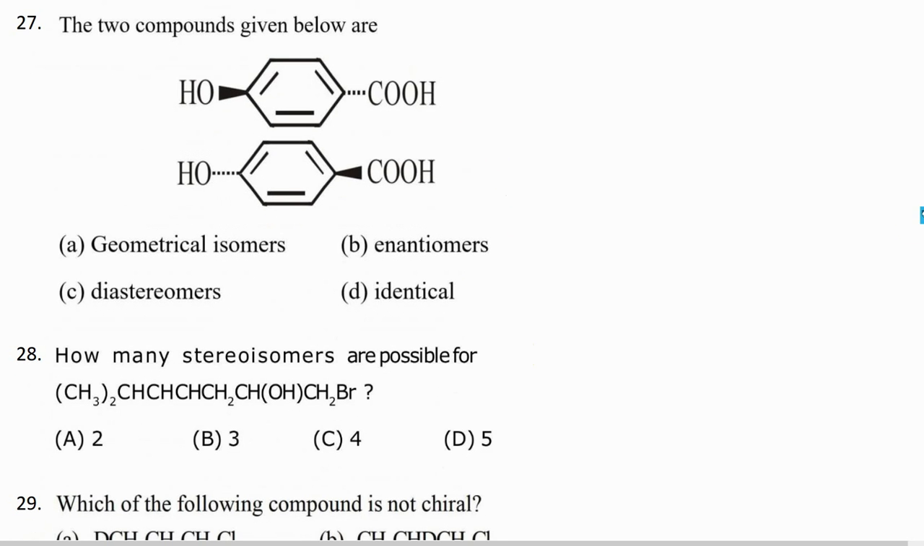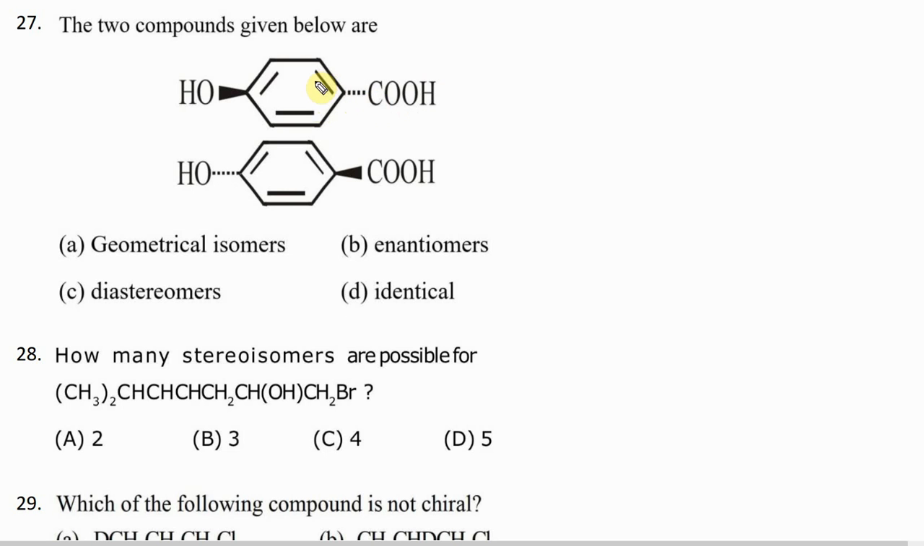27. The two compounds given below are... Okay, so now take this molecule. This one is at the back, this one is in the front, here this one is at the back, this one is in the front. What we are going to do right now is rotate it 180 degrees.